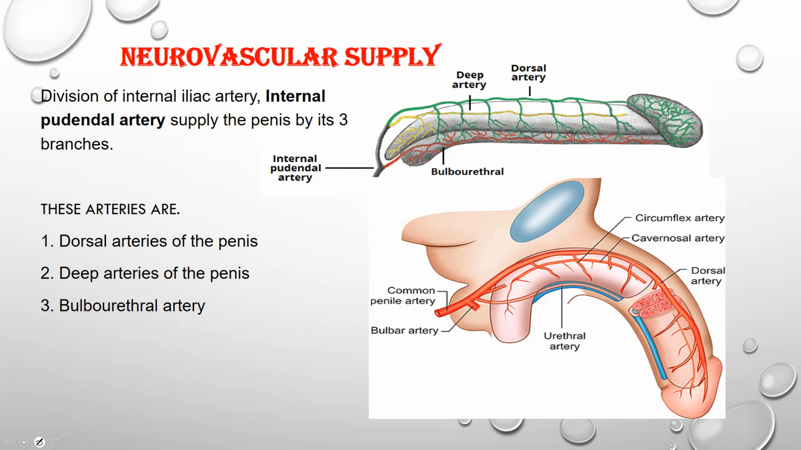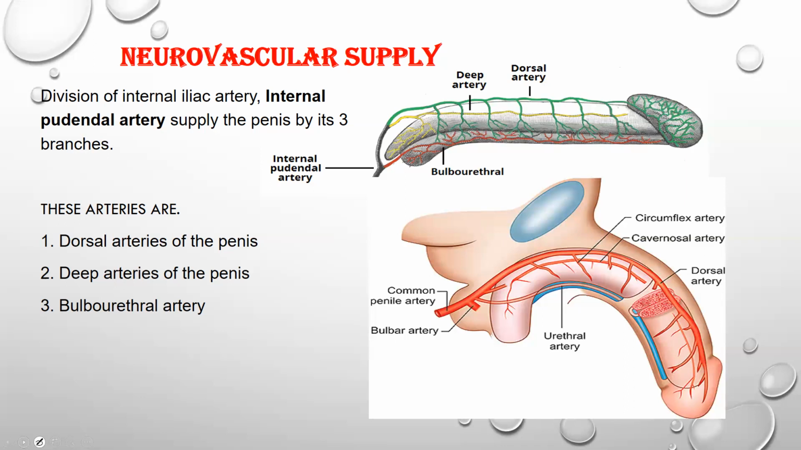But in this slide, neurovascular supply, when we are talking about the arteries, these are the divisions of the internal iliac artery. The internal pudendal artery is the main artery which goes and supplies the whole penile structure, starting from the pelvic floor muscles, which are present here. They are also supplied by the pudendal artery.